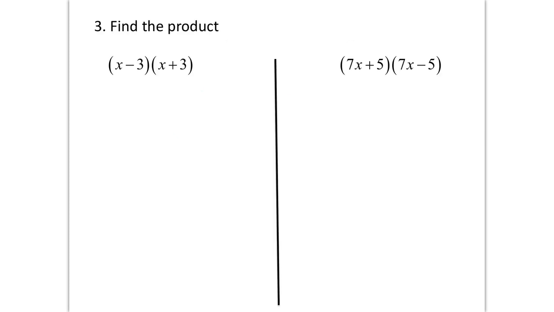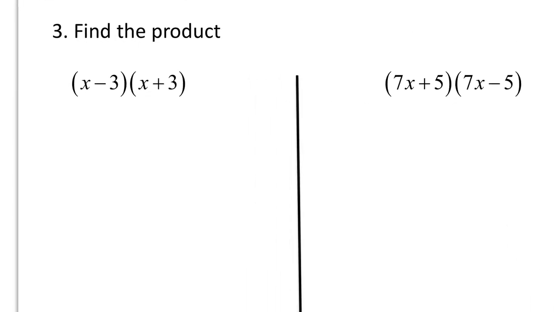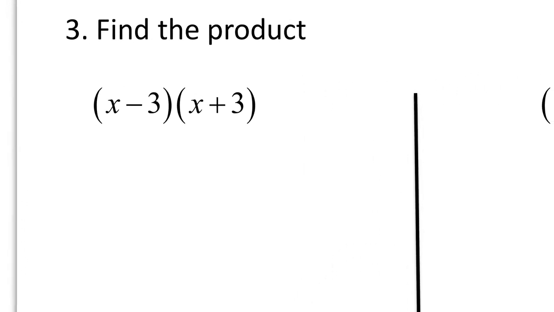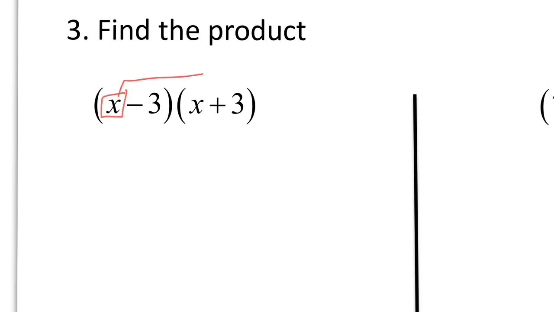Here you have binomials. They're almost identical, but the signs are different. So notice that we have x minus 3 times x plus 3. Everything's the same except the signs. And on this side, you have 7x plus 5 times 7x minus 5. Everything's the same except the signs. So when that happens, we don't have to use the whole distributive property. You just multiply the first term, x times x, that's x squared. You multiply the second term, negative 3 times positive 3, that's negative 9, and you're done.